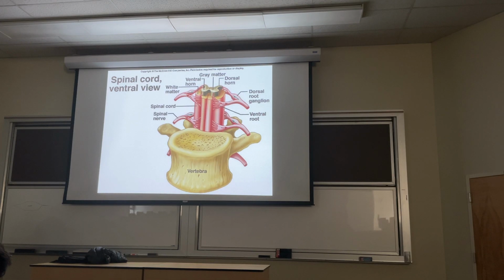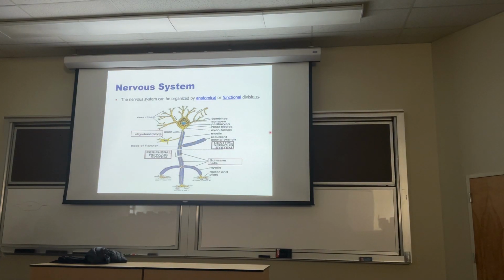There's a little swelling, a little ganglion on the dorsal root. That's called the dorsal root ganglion. That's where the cell bodies for most sensory neurons are located. So they're located right there in that little dorsal root ganglion. Of course, the vertebrae protect the spinal cord there.